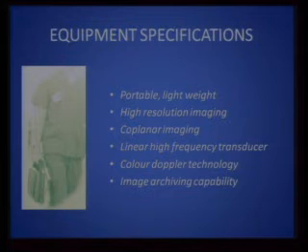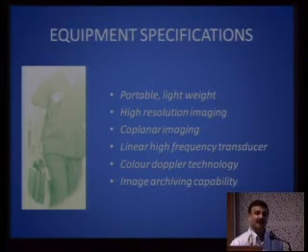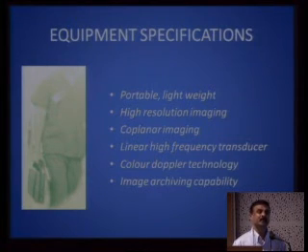So when you want to buy an ultrasound machine, we'll talk about this in What's Your Perspective tomorrow also. You have to ensure that it is a portable, lightweight machine that you can carry around. It must have high resolution imaging. That is, what you see must be pretty good. It must have something called coplanar imaging, we'll talk about that later, which actually enhances the quality of your image. You must have at least one linear high-frequency transducer with which you can do almost all your blocks. It must have color Doppler technology, and you must be able to archive your images. That is, you must be able to store your images and view them at a later stage.